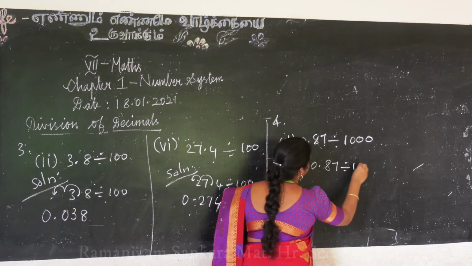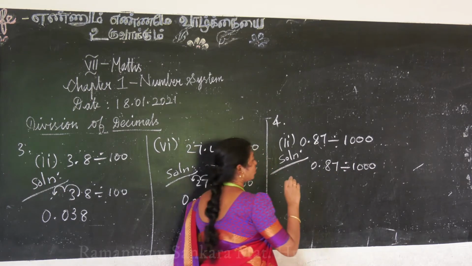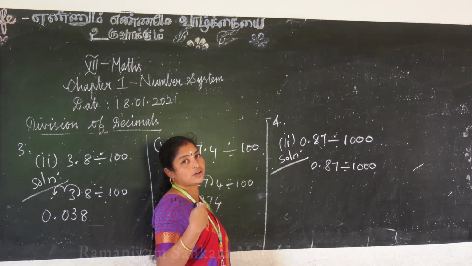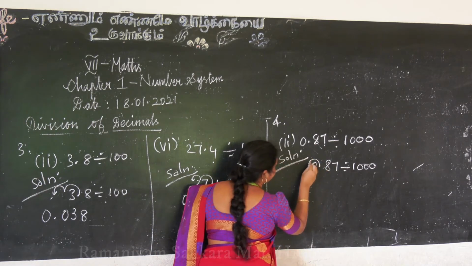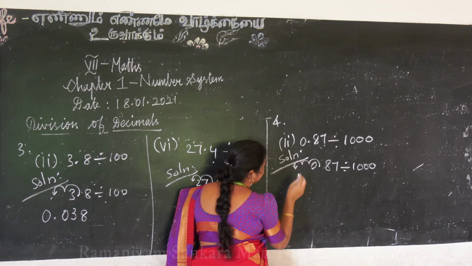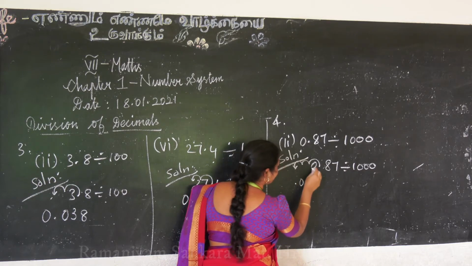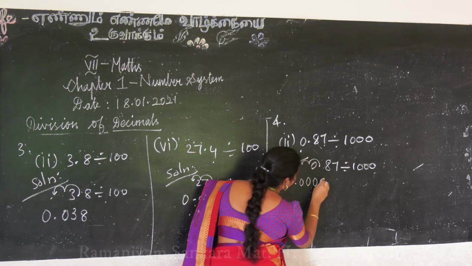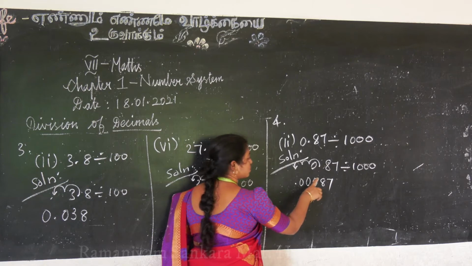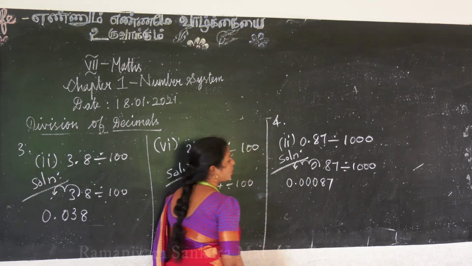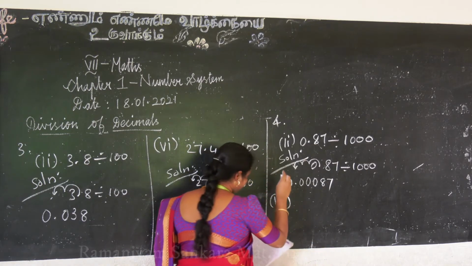0.87 divide 1000. So how many zeros are there in the divisor? There are 3 zeros. So how many steps do you have to move towards the left side? 3 steps we have to move. See, listen. 1, 2, 3. Here at the point there is no number, so 0. Here also there is no number, so 0. Already 0 will be there. Then 8, 7. So what is the answer? 0.00087.